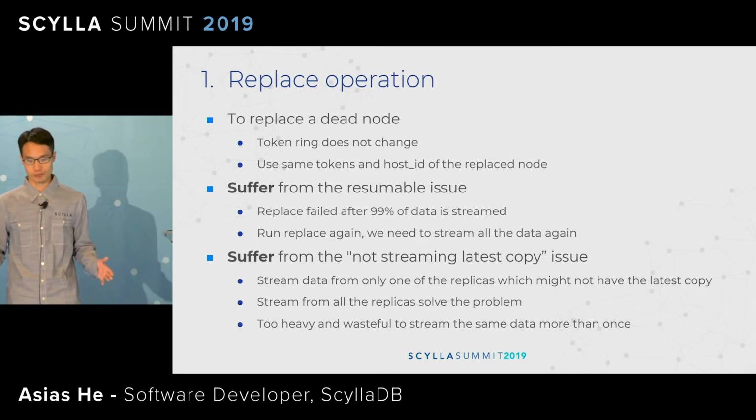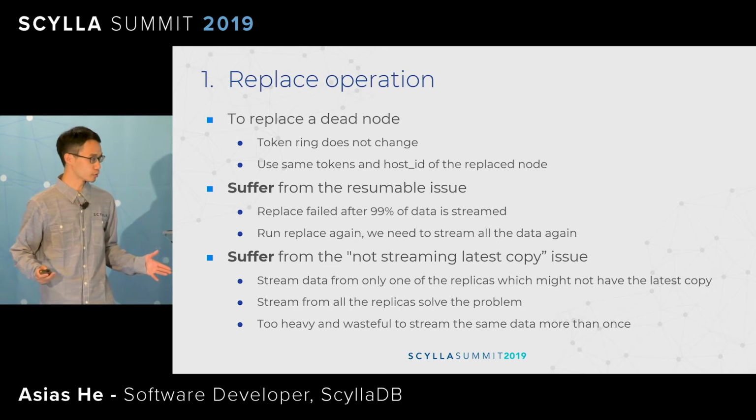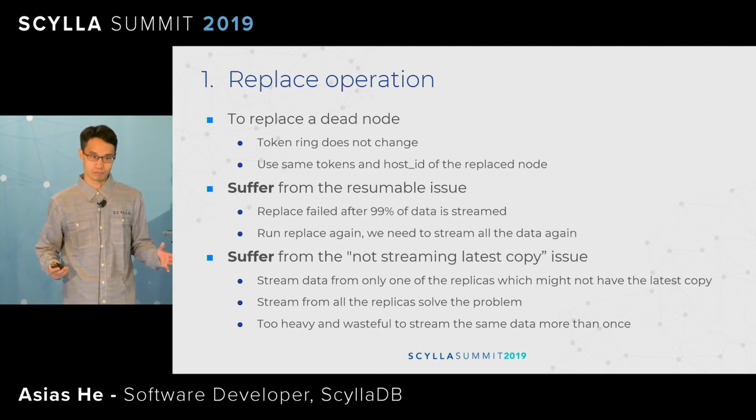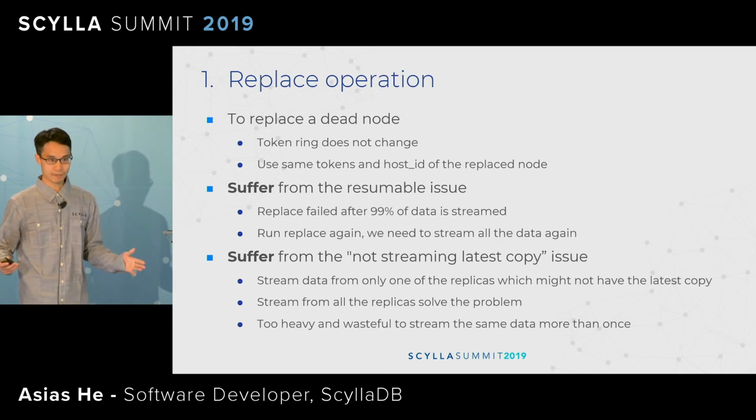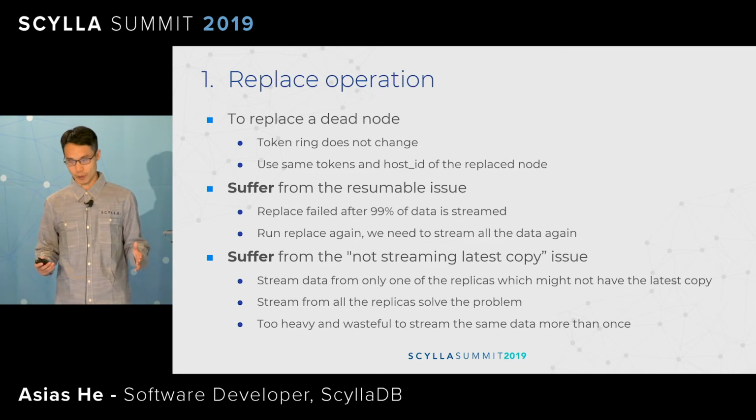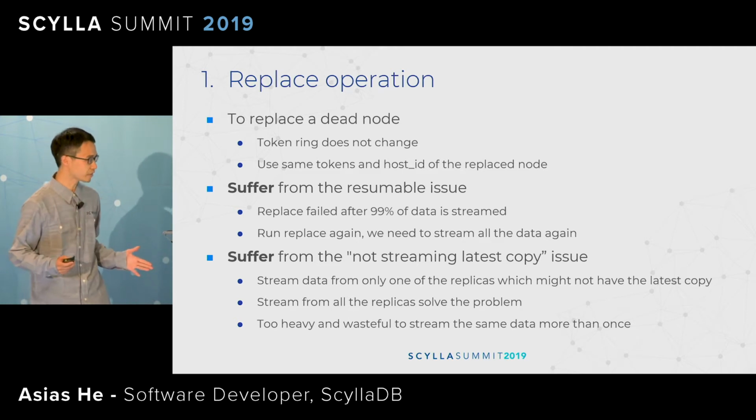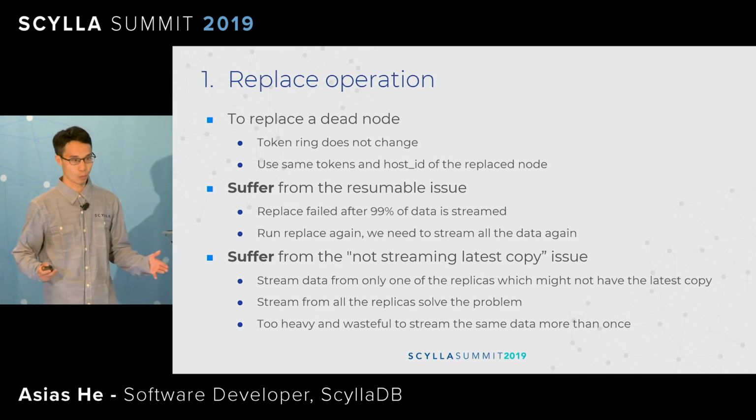It also suffers from the not streaming latest copy issue. This is because it streams from only one of the replicas, but this replica might not have the latest copy. So we can solve this problem if we stream from all the replicas, but this is too heavy and wasteful to stream the same data more than once, right?